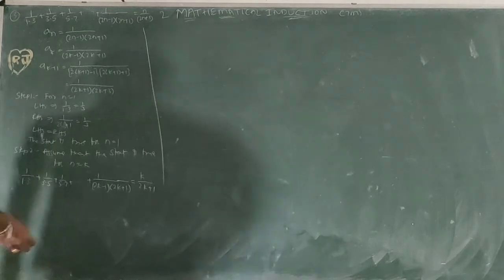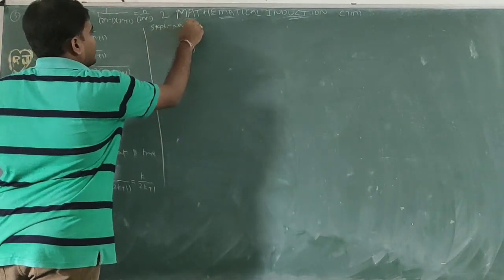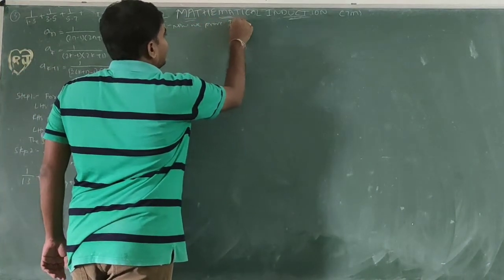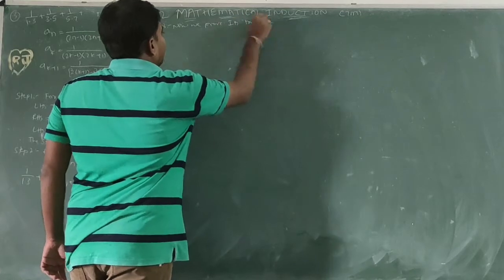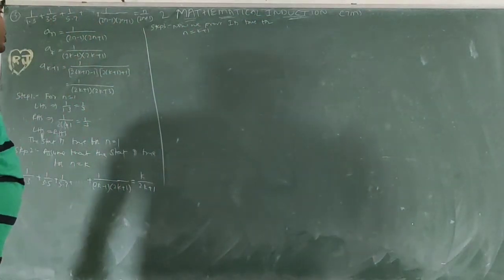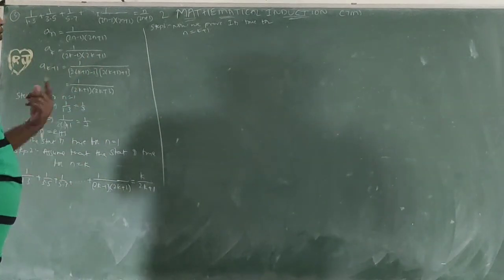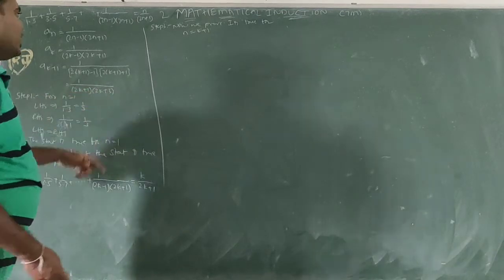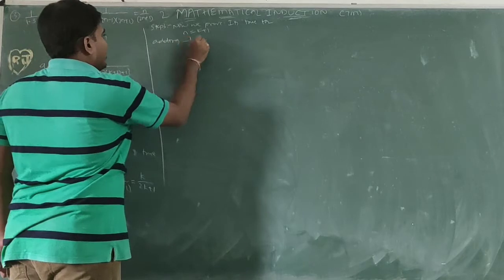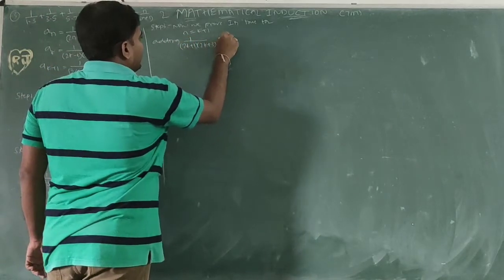Now step 3. Now we prove it is true for n equal to k plus 1. We need to prove the statement is true for n equal to k plus 1. Further, we should add the k plus 1 term. What is the k plus 1 term? This one. Adding 1 by (2k plus 1)(2k plus 3) on both sides.